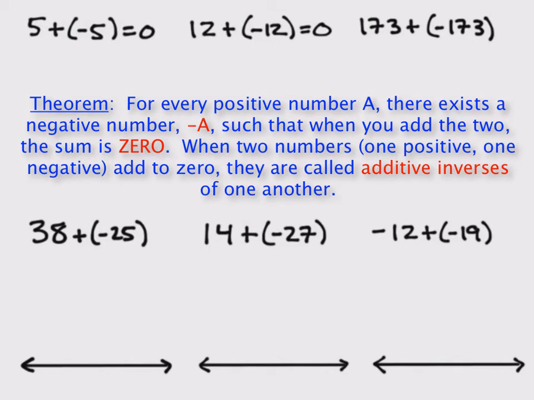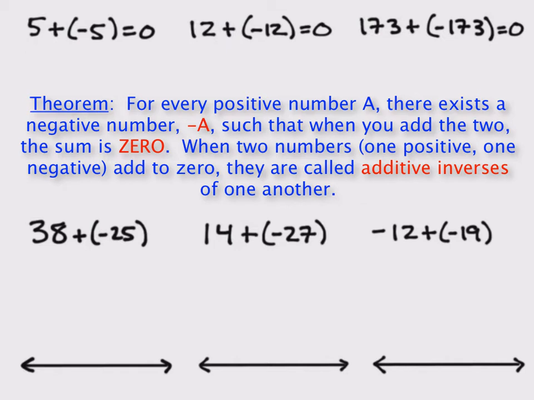173 plus negative 173 is 0. 173 and negative 173 are additive inverses of one another. So in each of these cases, we started with a number and then added some other number to get 0. And my claim is, for each of these original numbers, 5, 12, and 173, there was something we could have subtracted from them to get 0.